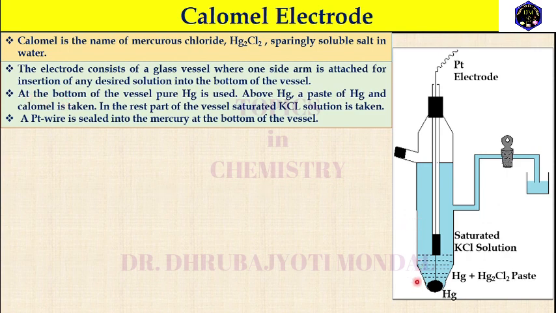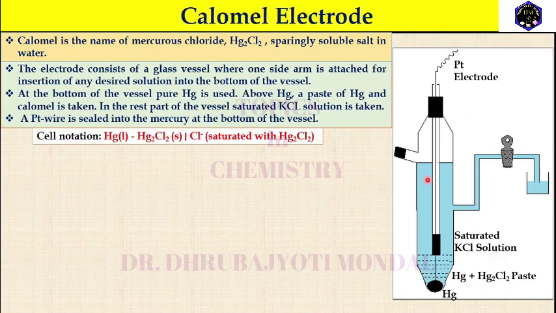At the bottom of the vessel, pure Hg is taken. Here you can see this is the pure Hg. Above the Hg, you can see a paste of Hg and calomel is taken, the dotted line, Hg and Hg2Cl2. In the rest of the vessel, there is saturated KCl solution. So this is the KCl solution. And next, a platinum wire is sealed into the mercury. You can see this is the platinum wire that is sealed into the mercury at the bottom of the vessel.